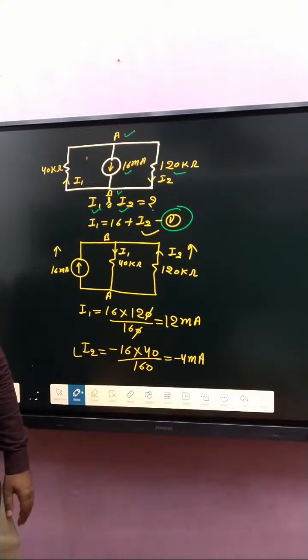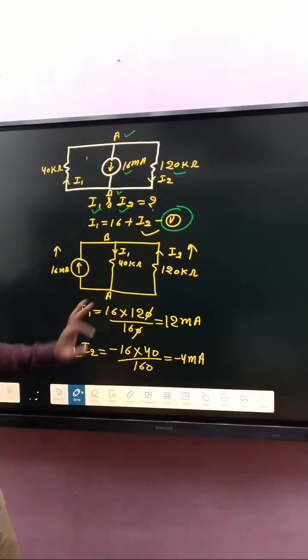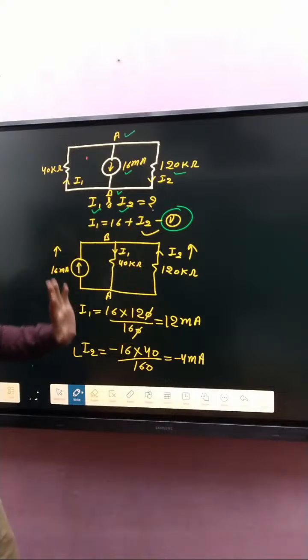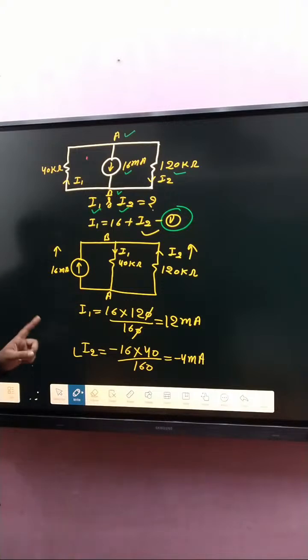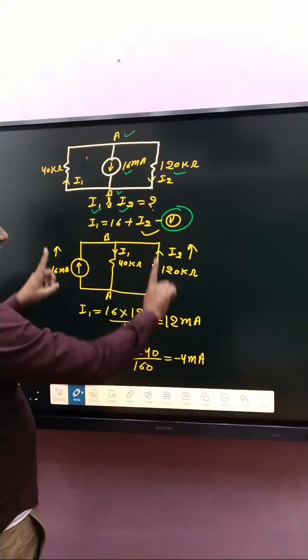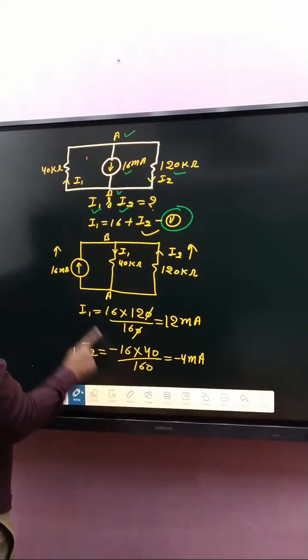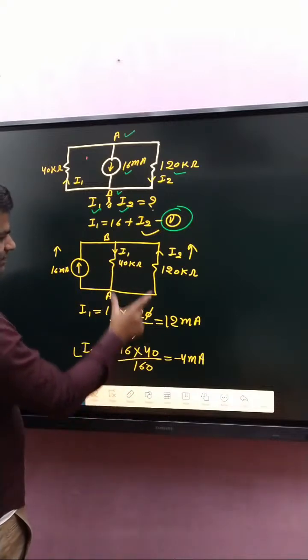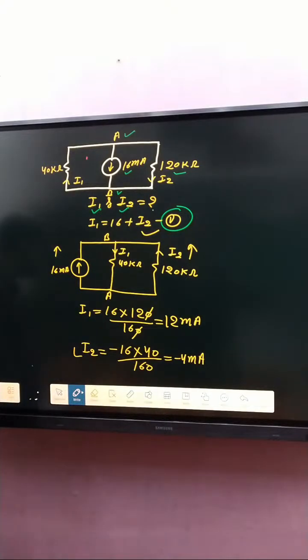After that, apply KCL. Apply the current division rule here also. Otherwise, put that value here, then we get I2 as minus 4 milliampere. If you apply nodal analysis here in that branch, both current directions are upward, then I2 is written as minus of 16 into that resistance divided by the sum of these two resistances, and we get minus 4 milliampere. Clear or not? If anyone faced doubt, tell me, I will explain again.